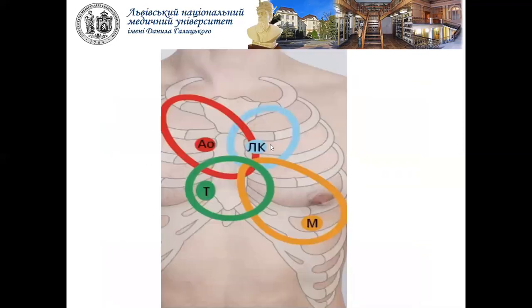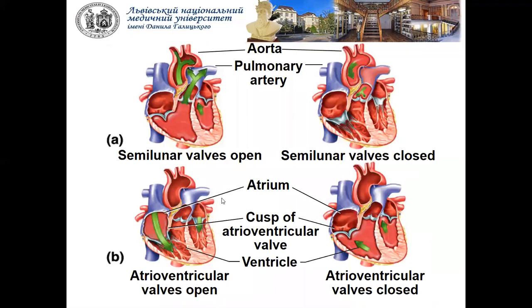Okay, so it's a schematic picture pointing to the valves of the heart: mitral valves, aortic valves, pulmonary trunk, and tricuspid valves here. So it's a picture about the movement of the blood and the working of the semilunar valves.